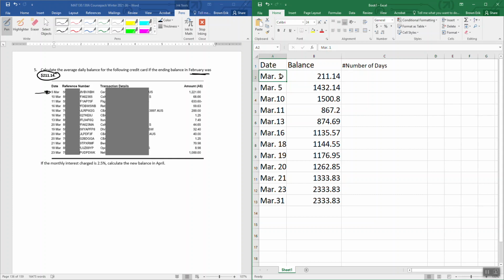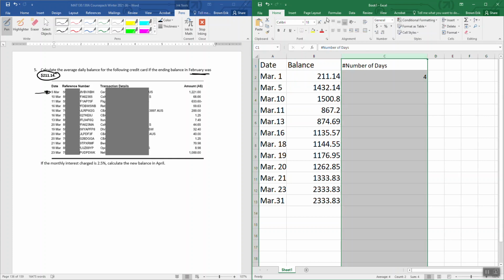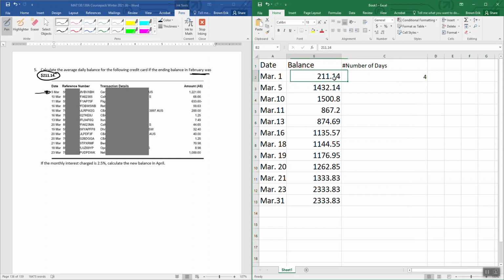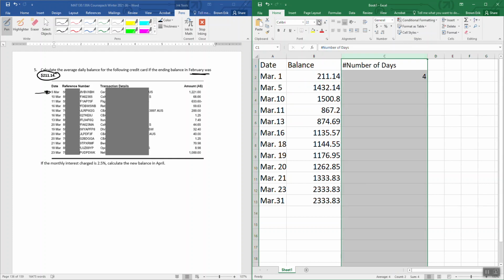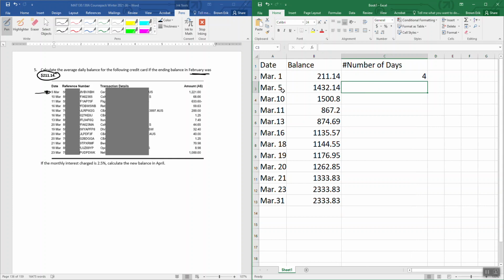So from the 1st to the 5th, that's a total of 4 days of it being at that balance. And then from the 5th to the 10th, that's 5 days. From the 10th to 11th is 1 day. The 11th to the 13th is 2 days. The 13th to the 16th is 3 days. Notice I'm subtracting this date from that date. So 18 minus 16 is 2. 19 minus 18 is 1. 20 minus 19 is 1. 21 minus 20 is 1.